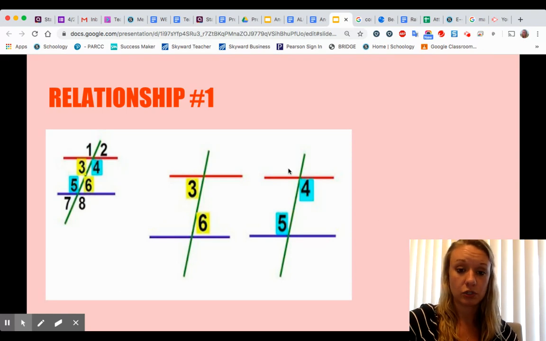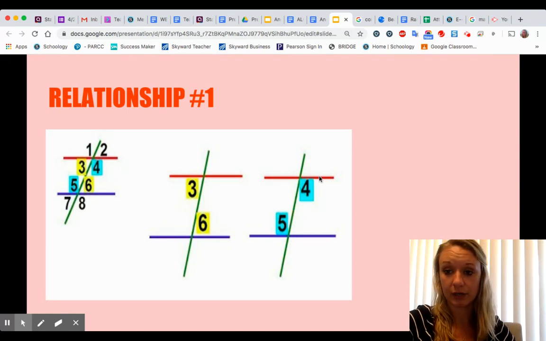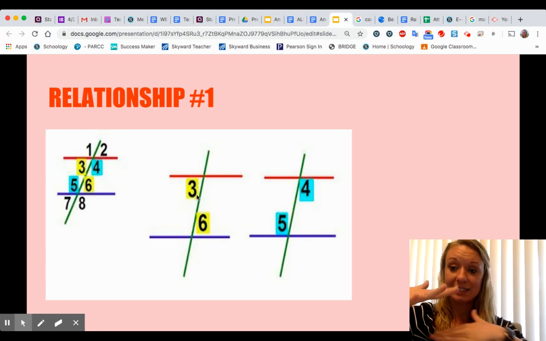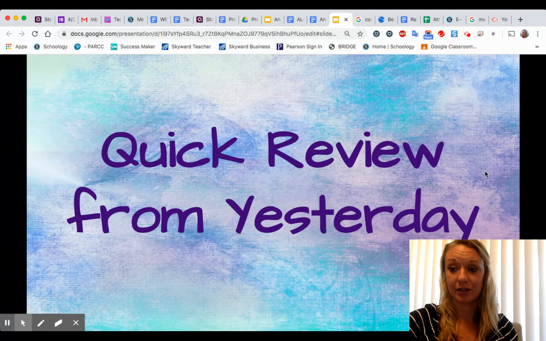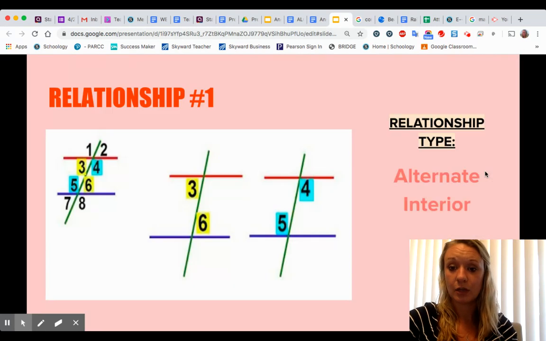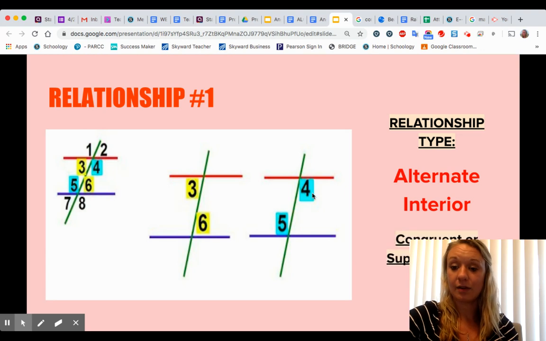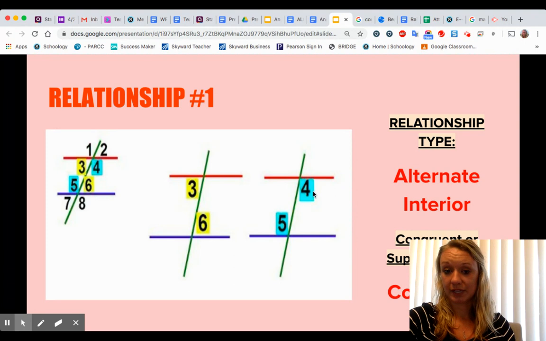So right away, you should see that these two identified angles are on opposite sides of the transversal, and they're inside of those parallel lines. Knowing that, you know that they're going to have to be alternate interior angles. They're alternate interior, opposite sides and on the inside, and because they're alternate interior, they are congruent. So if angle 4 was 100, 5 would be 100. If 3 was 60, 6 would be 60.